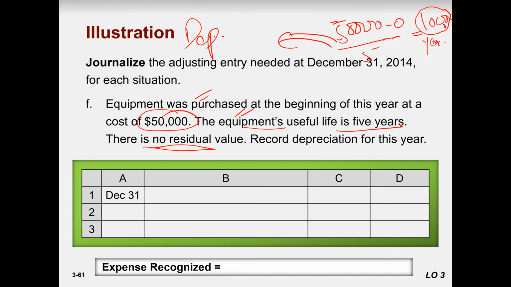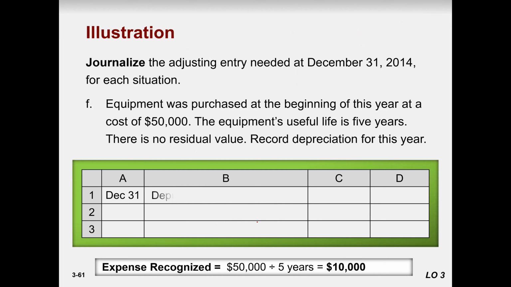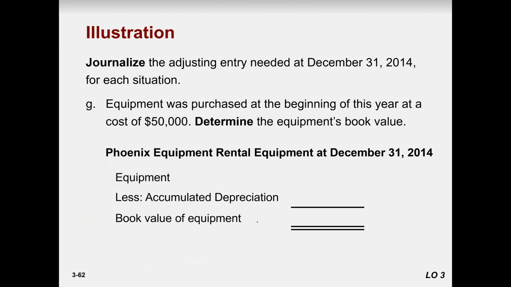Depreciation. And which account do you charge it to? Accumulated depreciation, which is a contra account. So expense increases, yes, depreciation to accumulated depreciation, 10,000.